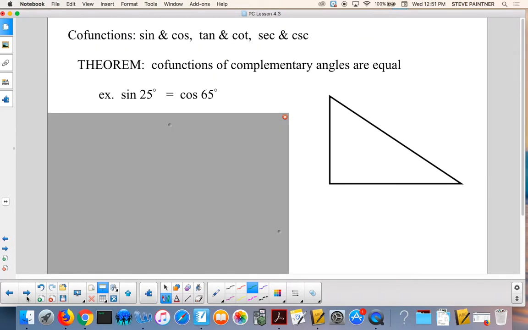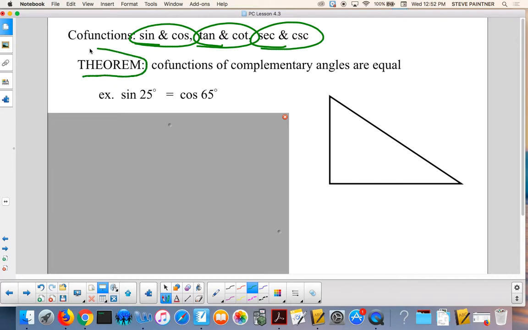You'll see what I mean when you get to your assignment, I promise. If you keep working with those reciprocal functions, you're going to get confused. Cofunctions. What are cofunctions? They're functions that kind of go together. So these two functions go together, these two go together, and these two: sine, cosine, tangent, cotangent, secant, cosecant. They go together.